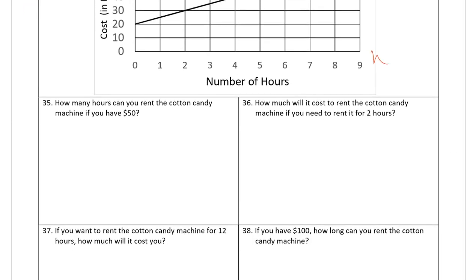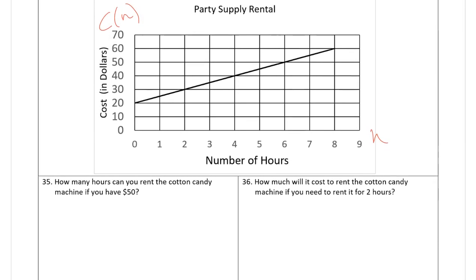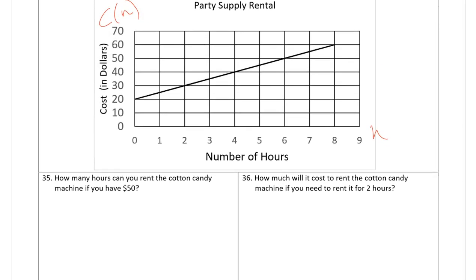Okay, so for 35, how many hours can you rent the cotton candy machine? And we're also going to go ahead and throw in here the interpolation, extrapolation, just so we have that as a good practice review. If we have $50, that is on my y-axis. So that means I'm dealing with interpolation, because I could find the answer from the graph. So if I look over at 50, it matches up here with 6 hours. So I can rent the machine for 6 hours.